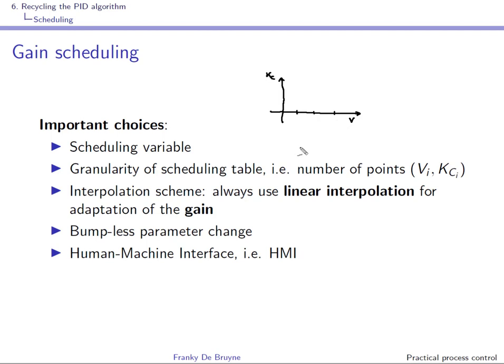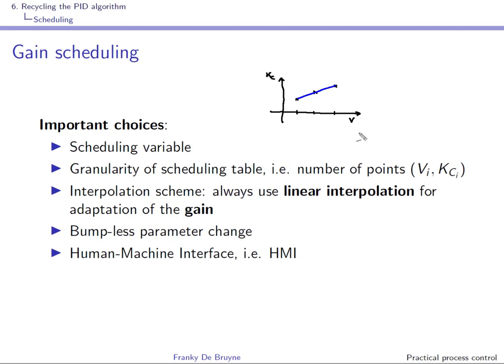And then you also have to look at the interpolation, right? We have seen that if you have, for instance, around these 3 operating points, this controller gain, well, you cannot use a staircase adaptation for the gain, and you'll have to do it as follows, right? In order to have a bumpless parameter change, and this is very important for the controller gain.